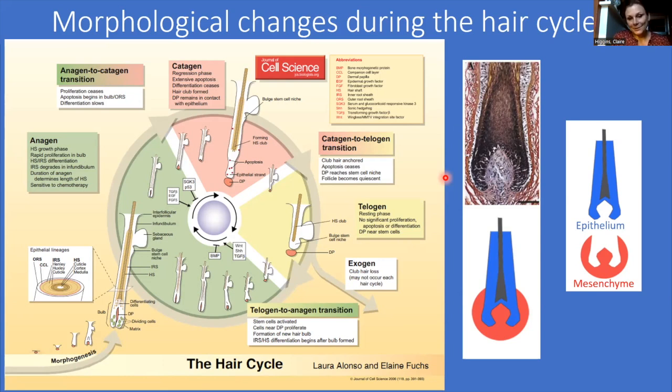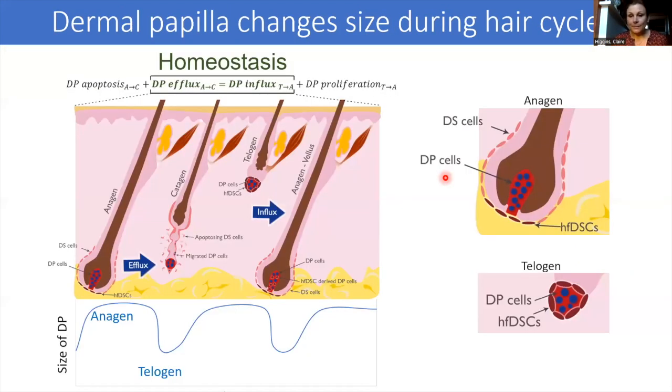But my lab is interested in the dermal papilla. We see it as the conductor of the orchestra, per se. So the epithelium would really do nothing if the dermal papilla wasn't present. And there are actually morphological changes that the dermal papilla and the dermal sheath undergo as the follicle goes through its hair cycle, which are less well described in the literature. So I'm going to talk about them now.